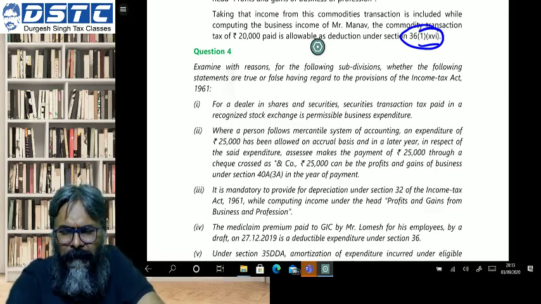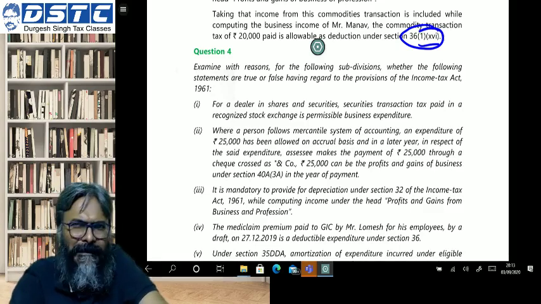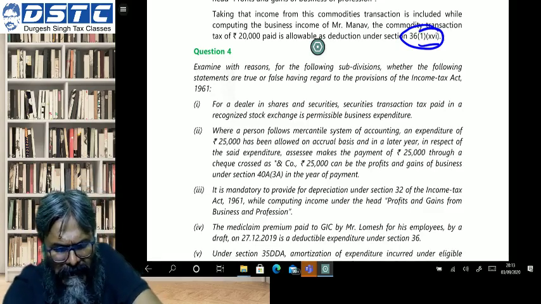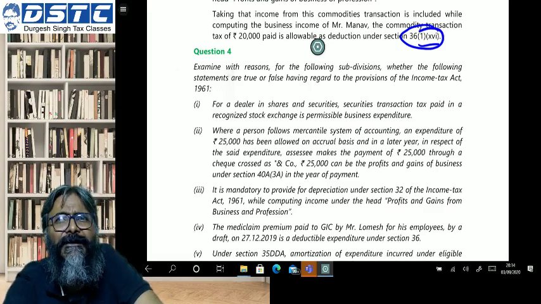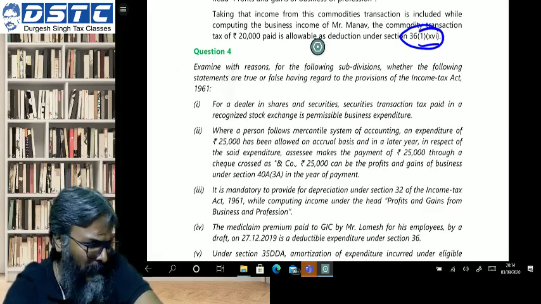It is specifically allowed as deduction under section 36. Even if you just make a reference to 36, after 36, whatever is there, forget it. It is allowed as deduction under section 36. Even that will serve the purpose.